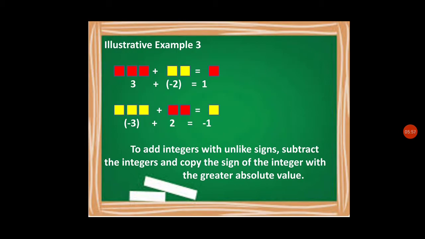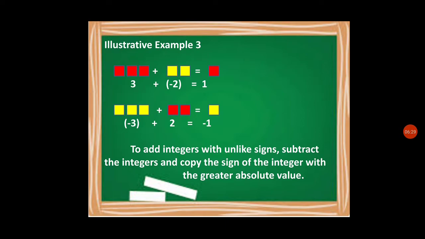Next, illustrative example 3. So there are 3 positive tiles plus 2 negative tiles. The answer would be 1. So if we are going to put away those 2 yellow tiles, then we are going to put away 2 red tiles. 1 red tile would be left. So the answer is 1 positive tile or 1.